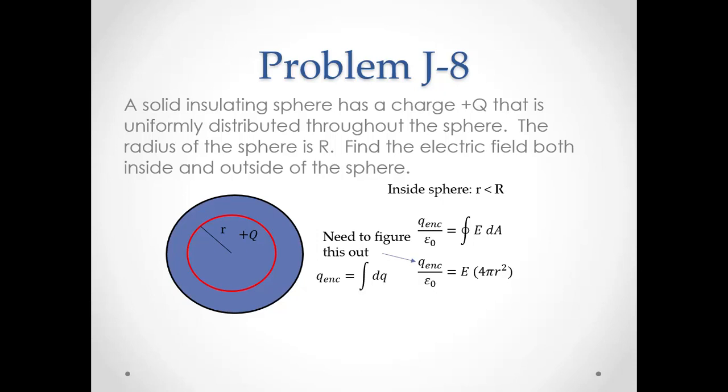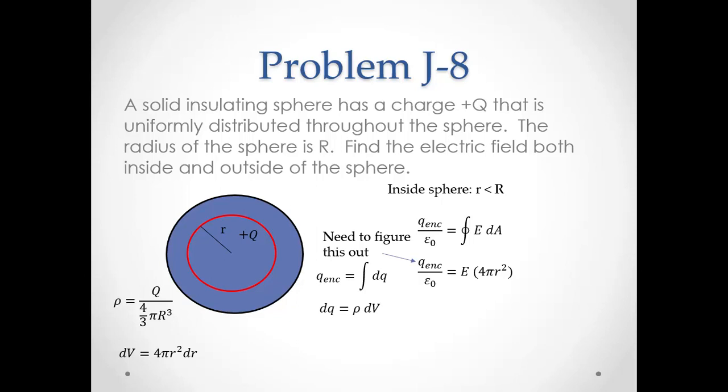The way to figure that out is to say Q enclosed is equal to the integral of dq. Well, I need to define what dq looks like. The way I would define dq is the density of charge, rho, times dV. So I need to figure out dV, basically the volume of a thin spherical shell inside there. We can find rho pretty easily: total charge divided by the volume of the sphere. The way I define dV is 4 pi r squared, the area of that surface, times dr, the thickness of that surface.